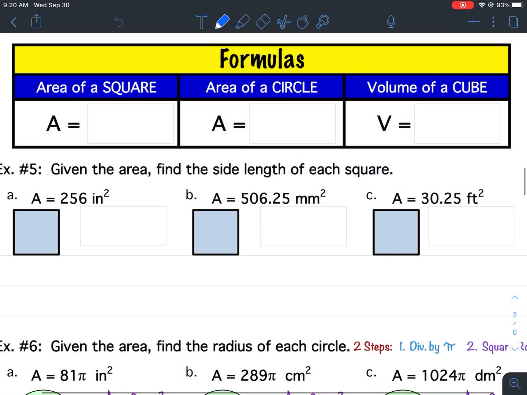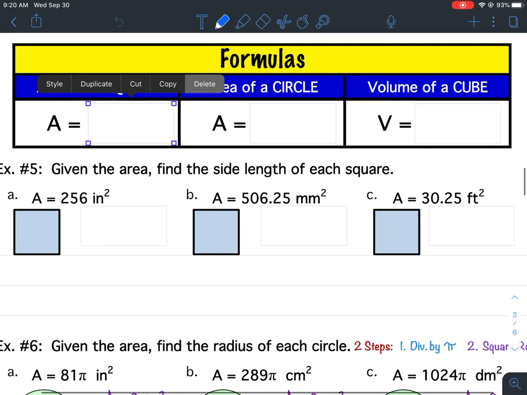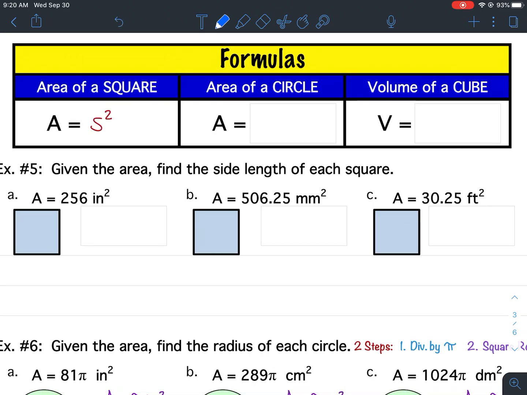So let's go back to our formula here. The area of a square is S squared. That S stands for side length. Let's go ahead and write that down.